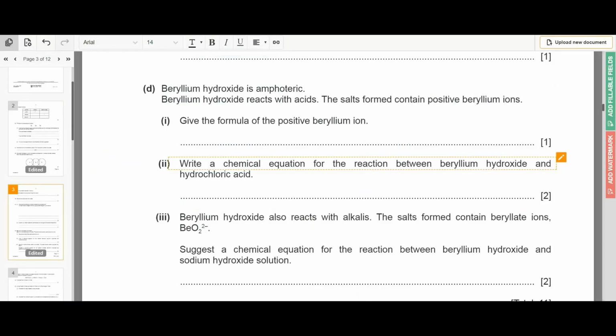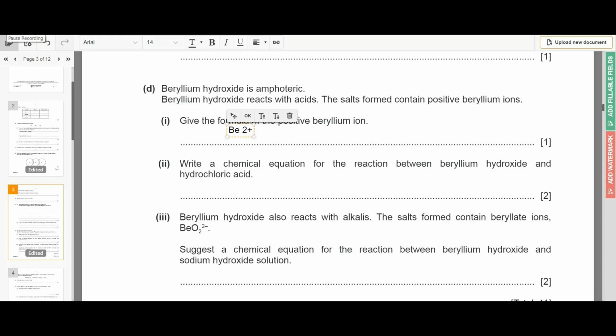So how are you required to give it here? Simply you will write the chemical symbol first, and you have to give the valency along with it. Okay, this will be the simple answer. You have secured your 1 mark. Moving on, write a chemical equation for the reaction between beryllium hydroxide and hydrochloric acid.